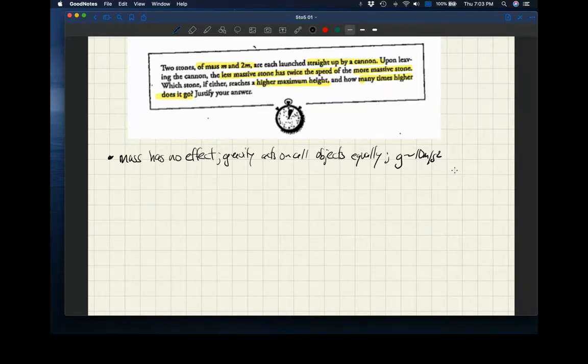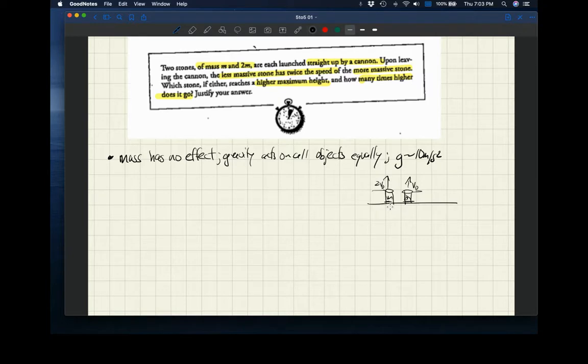So we've got them launched straight up by a cannon. There's one cannon and there's a mass, and the other cannon, which is 2M. The less massive stone has twice the speed, so it gets launched with, say, 2v0. And the second one then has v0. So the small mass is m, the large mass is 2m, the small speed is v0, and twice the speed is 2v0. So you want to know which one reaches a greater maximum height.